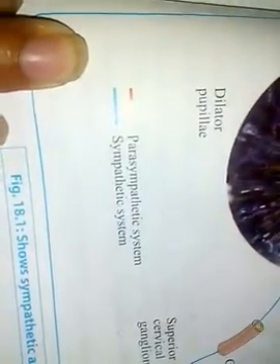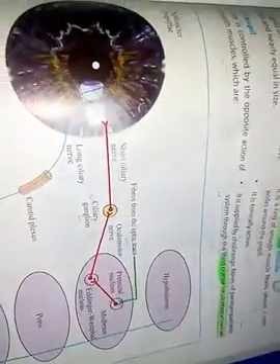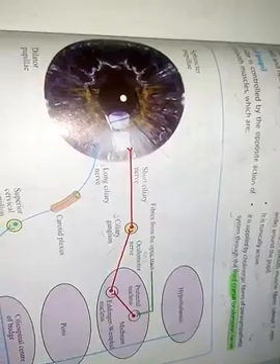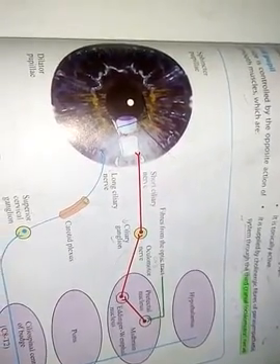Hey guys, so I'm here to explain the pupillary light reflex. Actually, we'll be discussing the sympathetic and parasympathetic nerve supply of the eye. So, first of all, let's discuss the parasympathetic nerve supply of the eye.